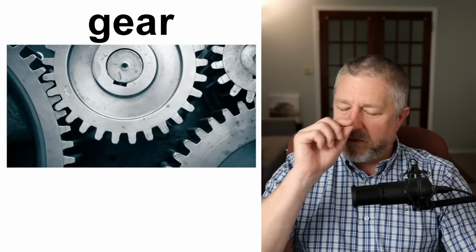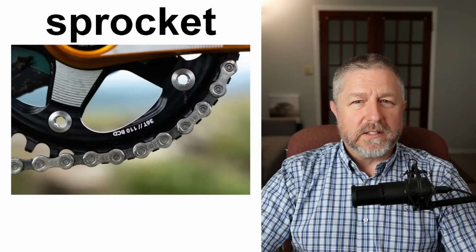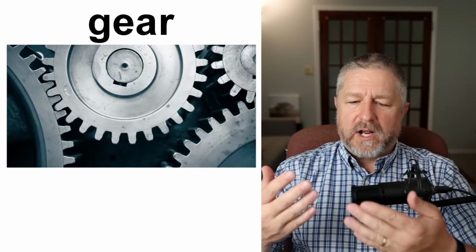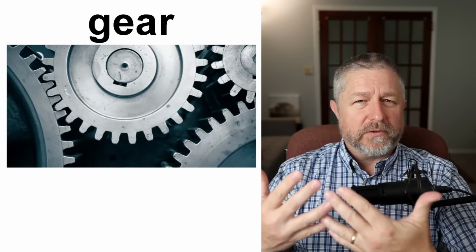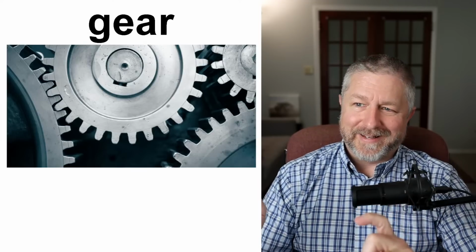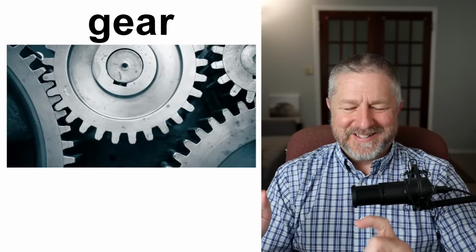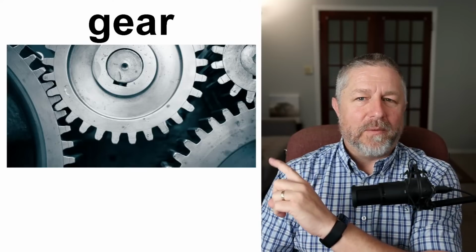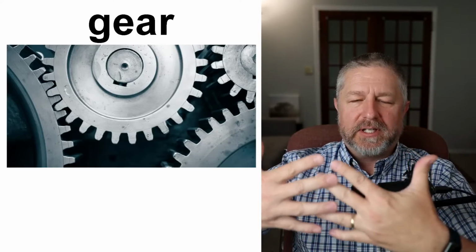And a gear. So the difference between a sprocket and a gear. A sprocket will never connect to another sprocket. A sprocket is always designed to have a chain. I really like saying the word sprocket. That's a fun word to say. A gear, however, connects to another gear.